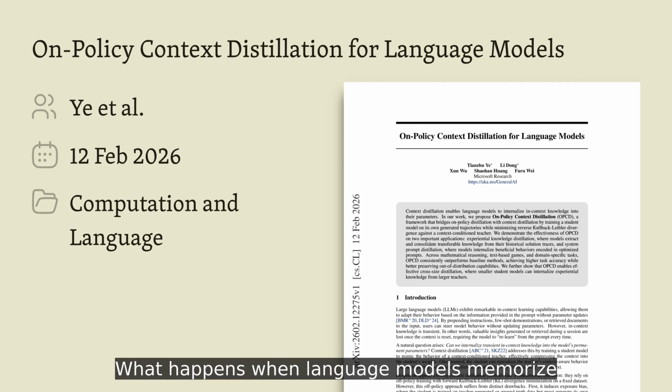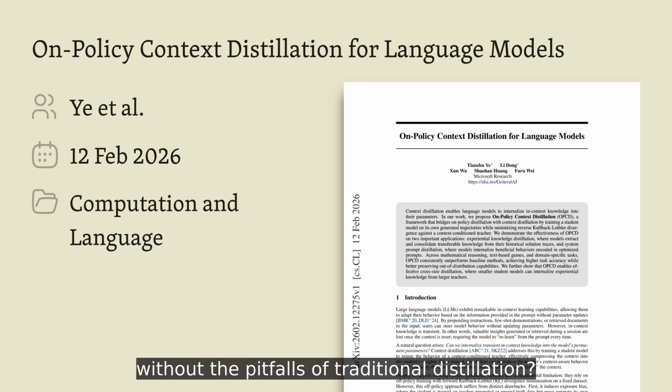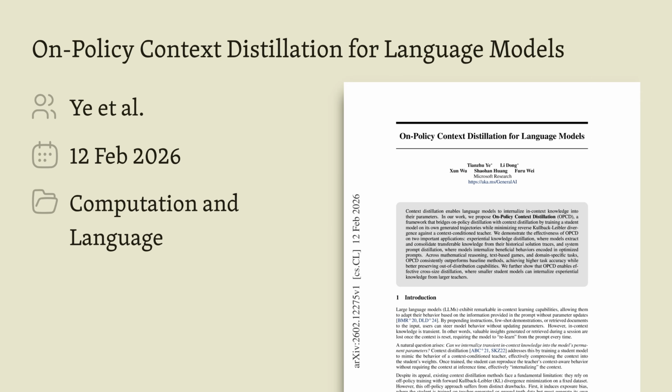What happens when language models memorize training data during reinforcement learning? Every in-context prompt you feed a model at runtime costs memory, latency, and token budget. The researchers behind this work asked, what if we could compress that context directly into the model's parameters, but do it right, without the pitfalls of traditional distillation?